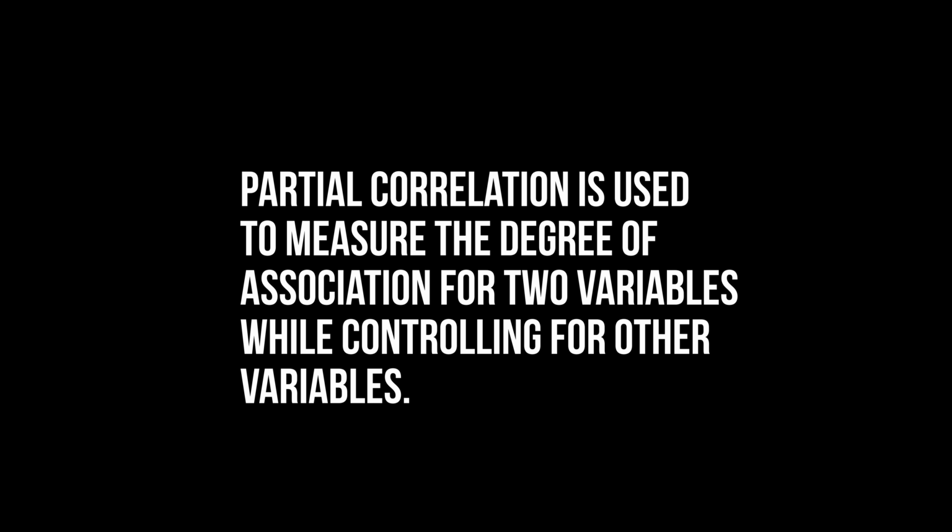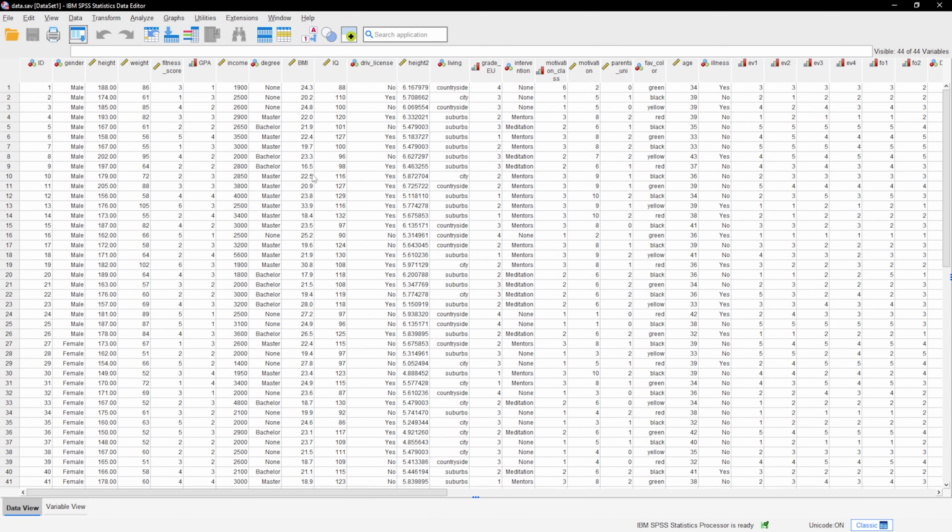For this example, we will correlate income and IQ, and I will control for motivation, since we can assume that motivation and income will have some sort of correlation as well as IQ and motivation. I will assume that motivation is measured on the interval scale for this example only.